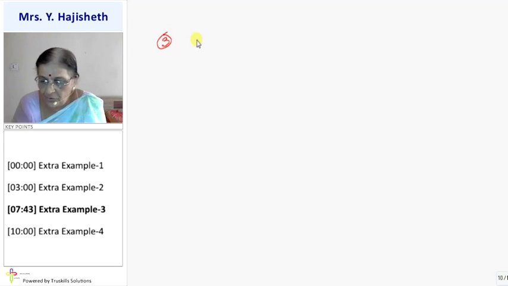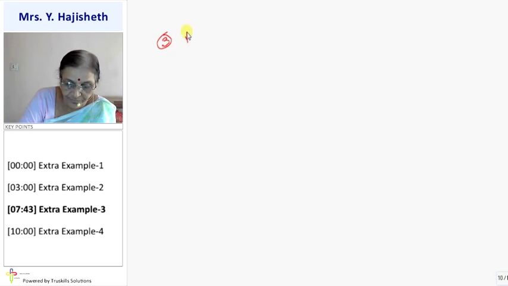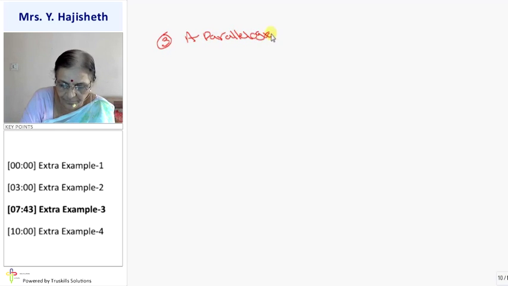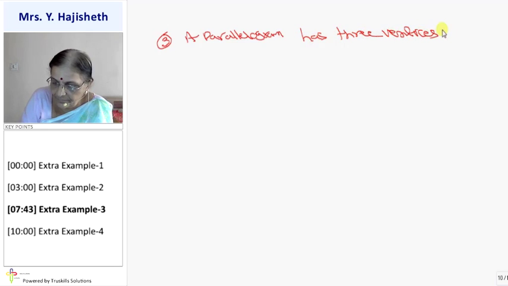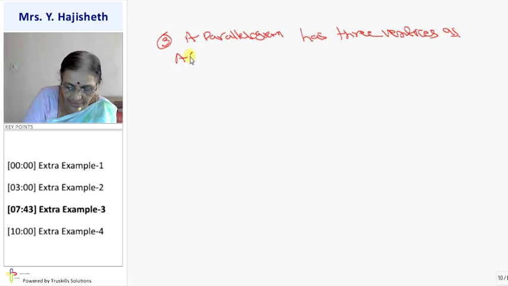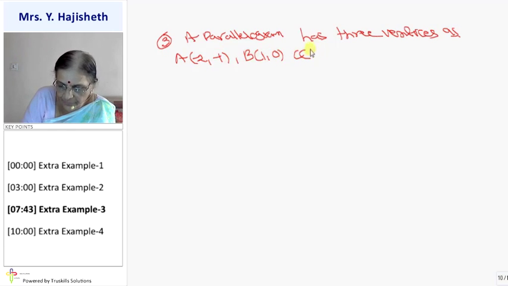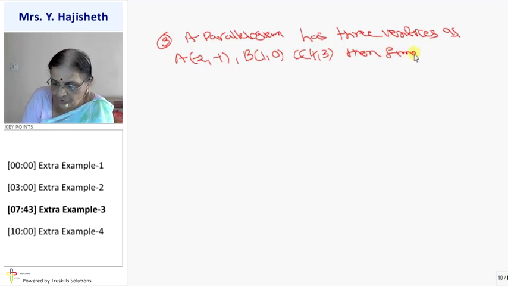Third, a parallelogram has 3 vertices. Then find the 4th vertex, right? And they are in order. A parallelogram has 3 vertices in order, as A (-2, -1), B (1, 0), and C (4, 3). Then find the 4th vertex.